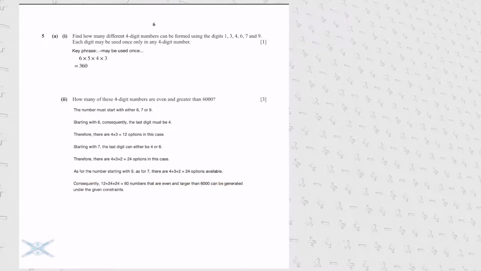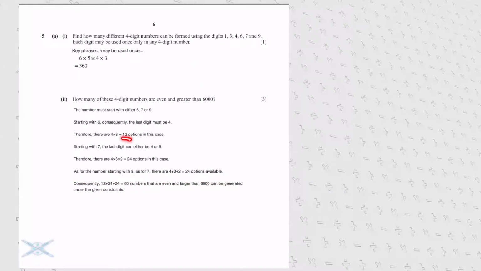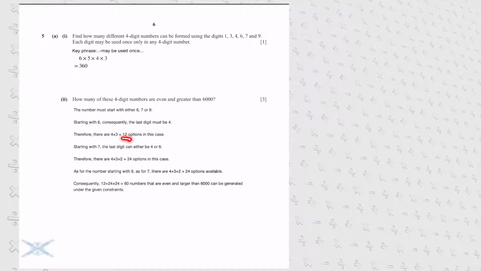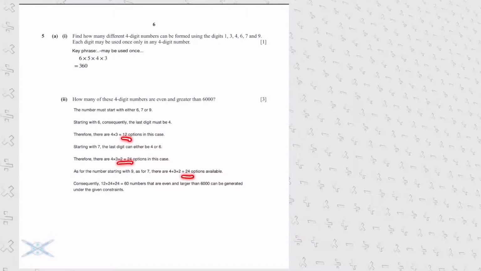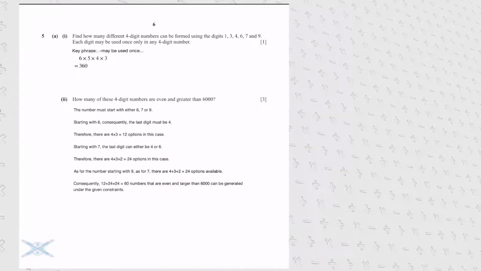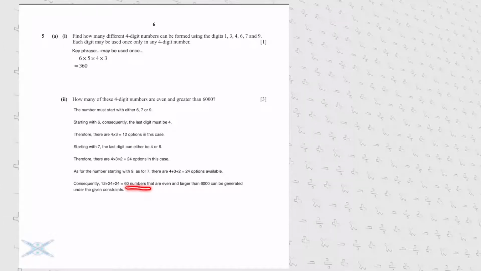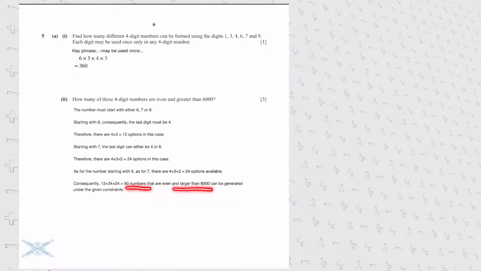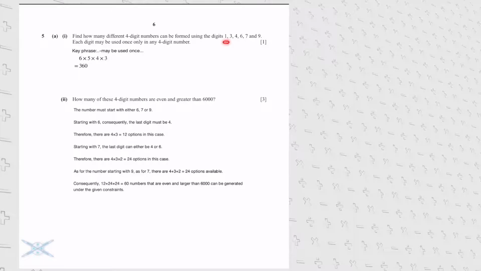So at the end, we simply need to add up our options for 4-digit numbers starting with 6, 7 and 9, which will get us the result that there are 60 numbers that are even and larger than 6,000 that can be generated under the given constraints.